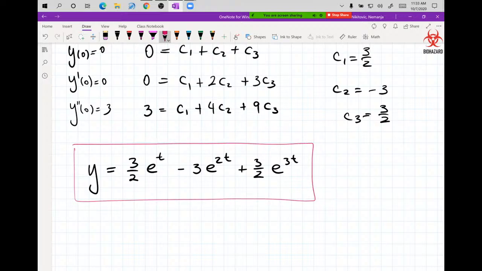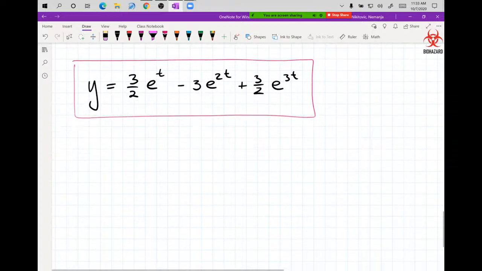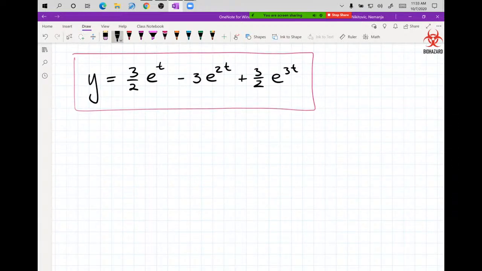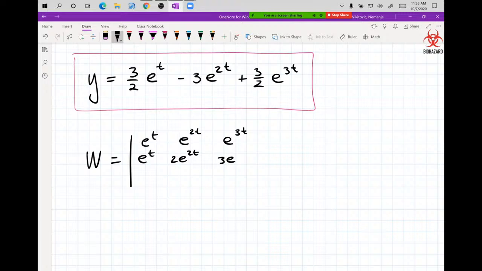Now, we also have the Wronskian to show that these solutions are independent. Remember, when you have a repeat, you have to put that t or x, whatever your independent variable is, you have to multiply that one. So what do I do here? Well, for the Wronskian now, to check, I'm going to put my e to the t, e to the 2t, and e to the 3t, and their derivatives in next rows. And then again, a derivative.